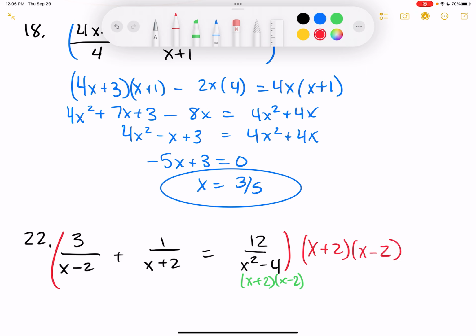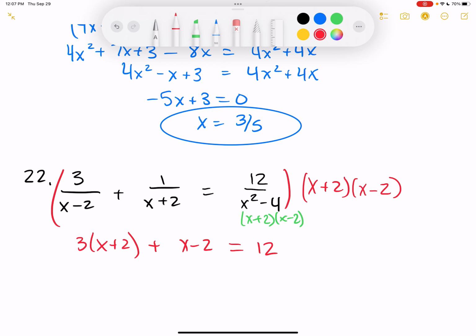When we multiply the whole entire equation by this, the x minus 2's will cancel, leaving you with 3 times x plus 2, plus the x plus 2's will cancel, leaving you with 1 times x minus 2, which is just x minus 2, equals, the whole bottom cancels over here, so that leaves just 12. So it's kind of easy. 3x plus 6 plus x minus 2 equals 12. And then it's going to be 4x plus 4.